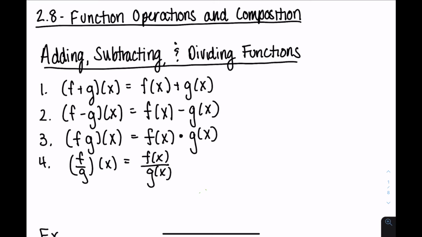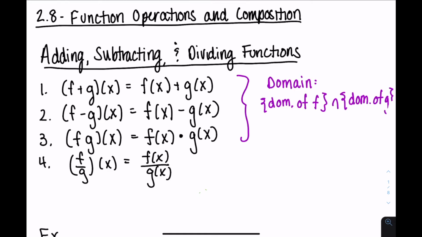Because we're combining these two different functions and each of them has their own respective domain, we've got to be careful with what the domain of this new function is going to be. So in these first three cases, when you're adding, subtracting, or multiplying, you just want to make sure that the values you pick work for both of the functions. So I'm going to look at the intersection of the domain of f and the domain of g. Whatever values work for both functions will be the domain of this new function we get after the operation.